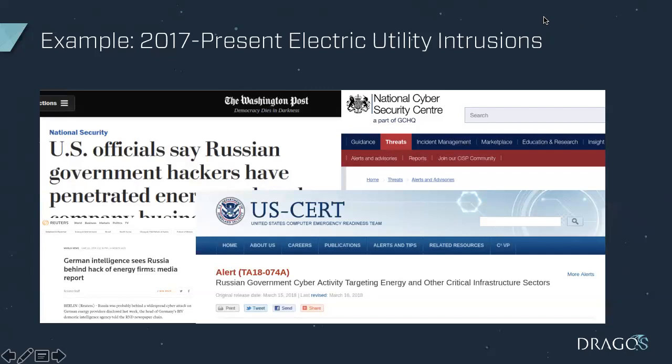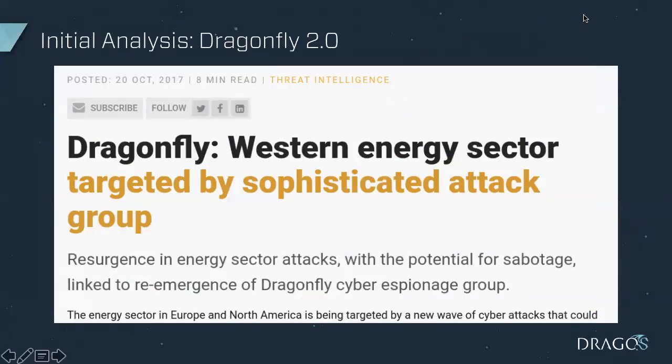Looking at these cases, it seems like a monolithic sort of activity that would all relate to the same entity, and therefore, from a traditional naming schema, this is some single responsible party. Next slide, please. And initially, that's how this was treated within industry, roughly concurrent with when this activity first emerged from government sources.